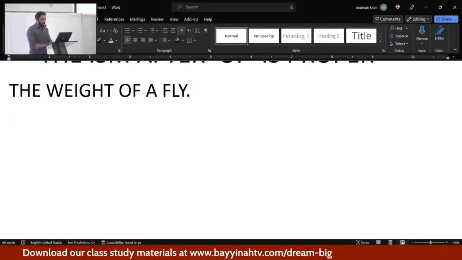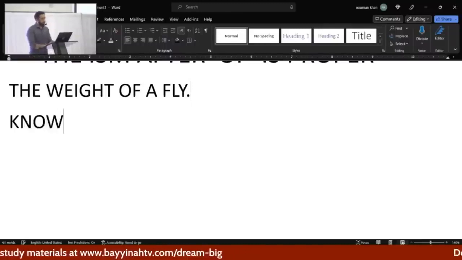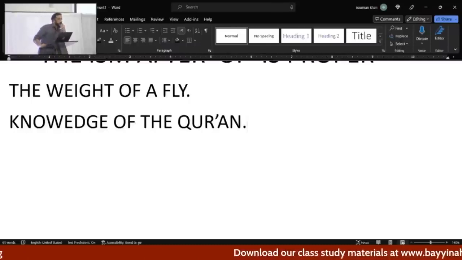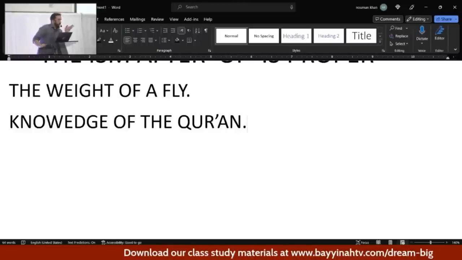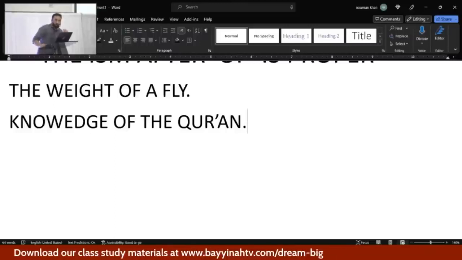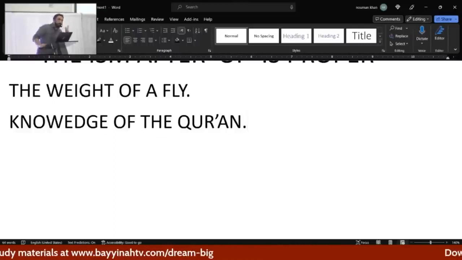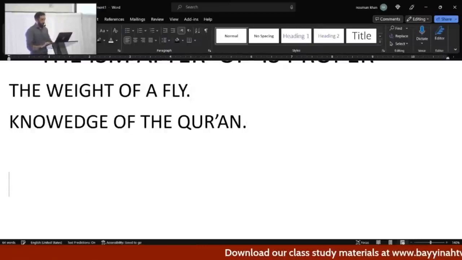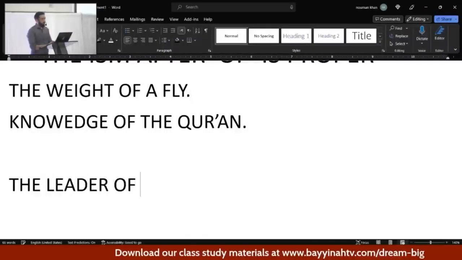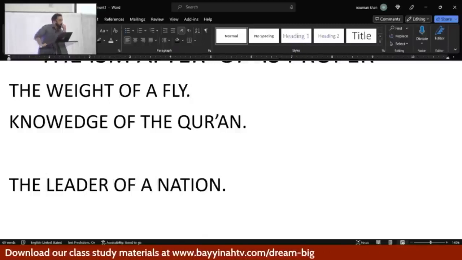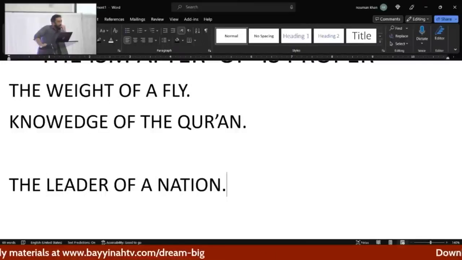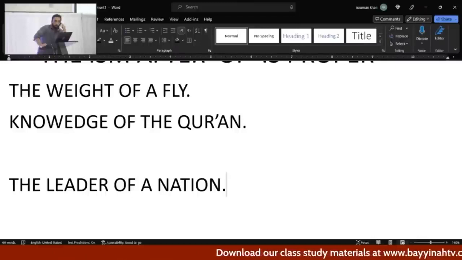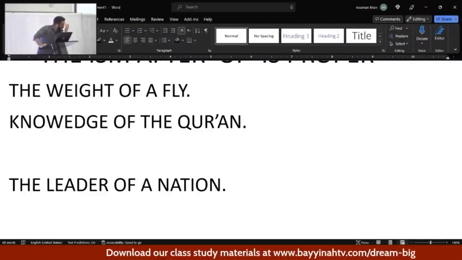Okay? If I say knowledge of the Quran. Is the Quran proper? Because of what? The, right? So because the Quran is proper, knowledge becomes what? Proper. Okay? What about the leader of a nation? Why? Because a nation is common? I don't care if I see a "the" on leader in English. I'm not thinking about English grammar right now. I'm thinking about Arabic grammar.